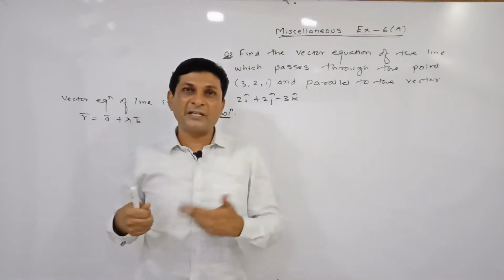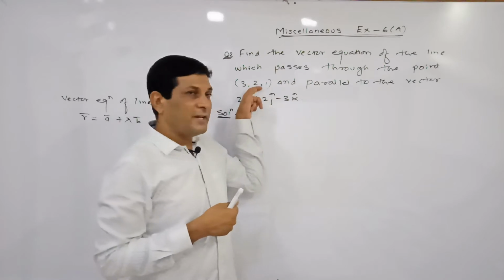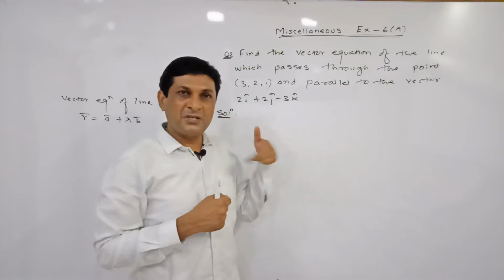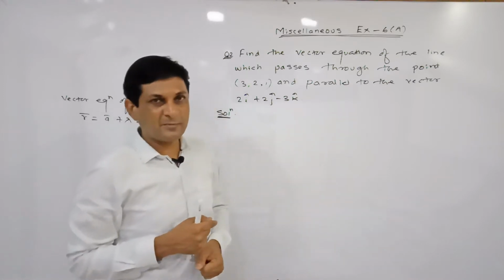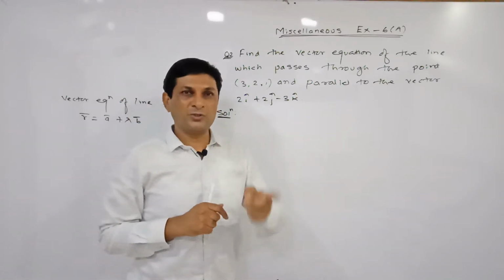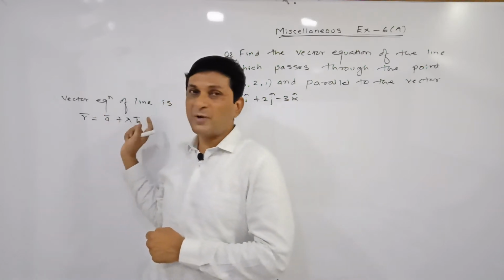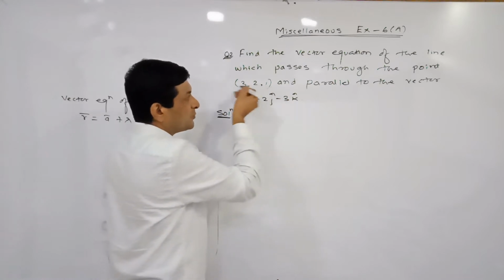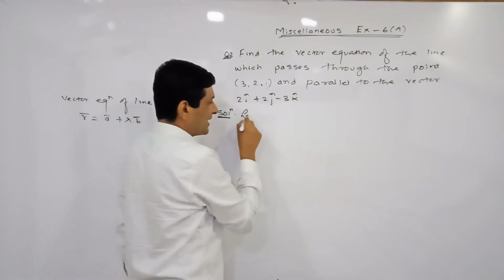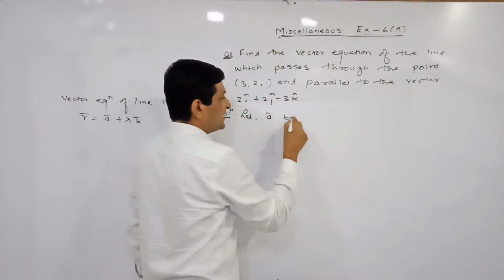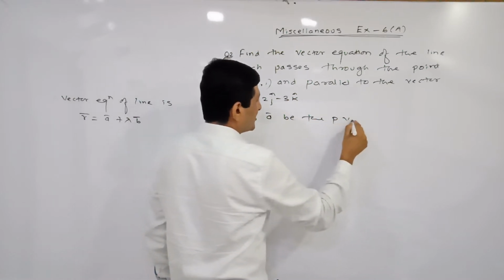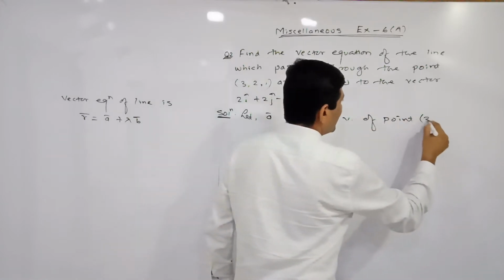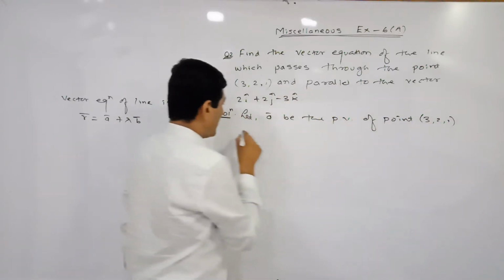b bar is nothing but a vector parallel to the line. Means from the coordinates of the point we will get the value of a bar, and the vector parallel to the line is given to us. Just simply we have to denote this vector by what? b bar. Means we will get both our required values, a bar also and b bar also, using the given conditions. So let us denote the position vector of this point by a bar. So let a bar be the position vector of the point. What are the coordinates of the point? The point having coordinates 3, 2, 1 on the line.